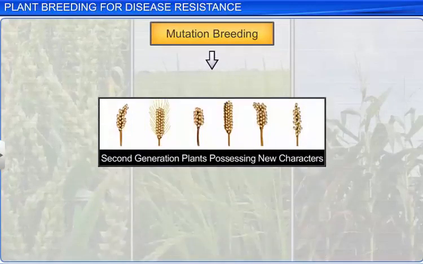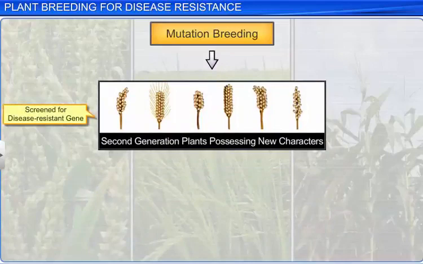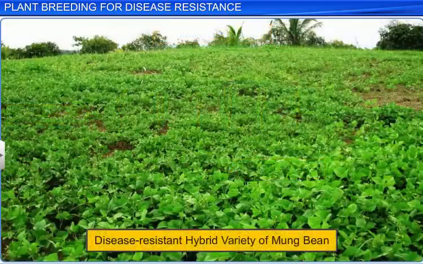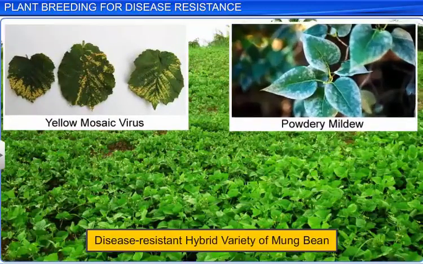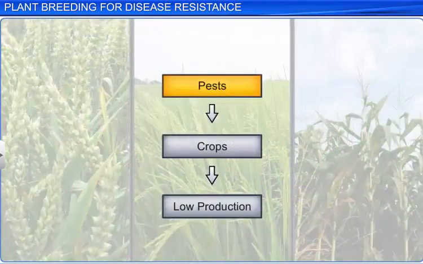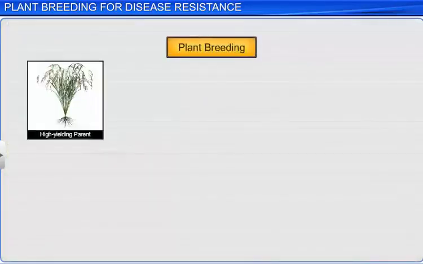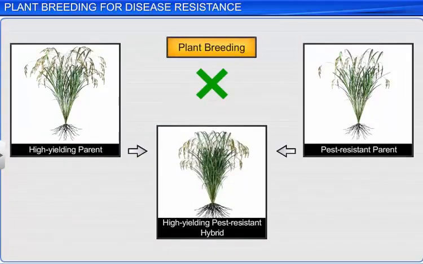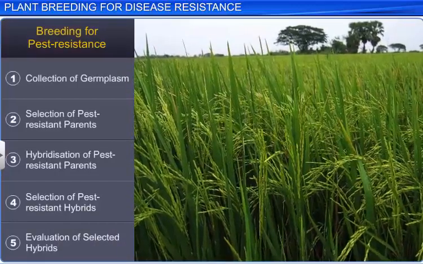These plants are screened for disease-resistant genes and then artificially picked for breeding. An example of mutant breeding is seen in a mung bean variety that is resistant to the yellow mosaic virus and powdery mildew. Apart from pathogens, pests also reduce crop production. As a result, there is a need to develop crops that are resistant to pests as well by using plant breeding methods. These involve the same steps that are involved in the development of disease-resistant plants.